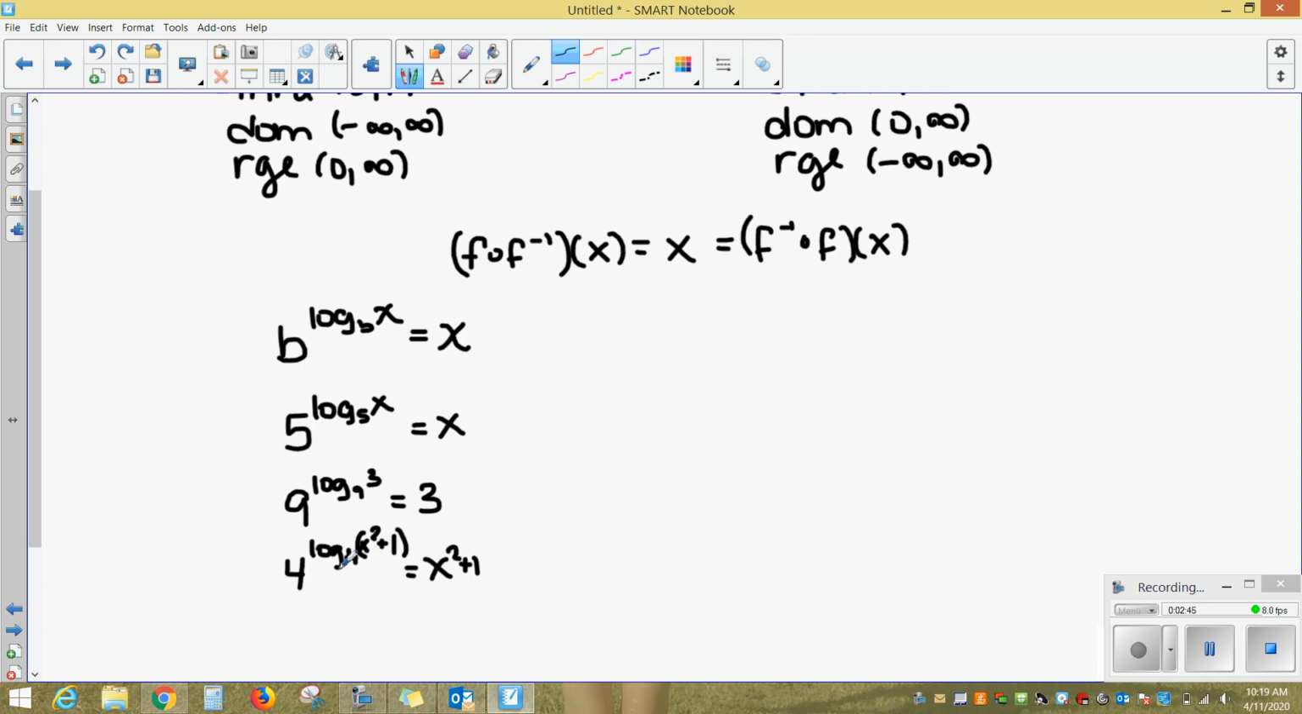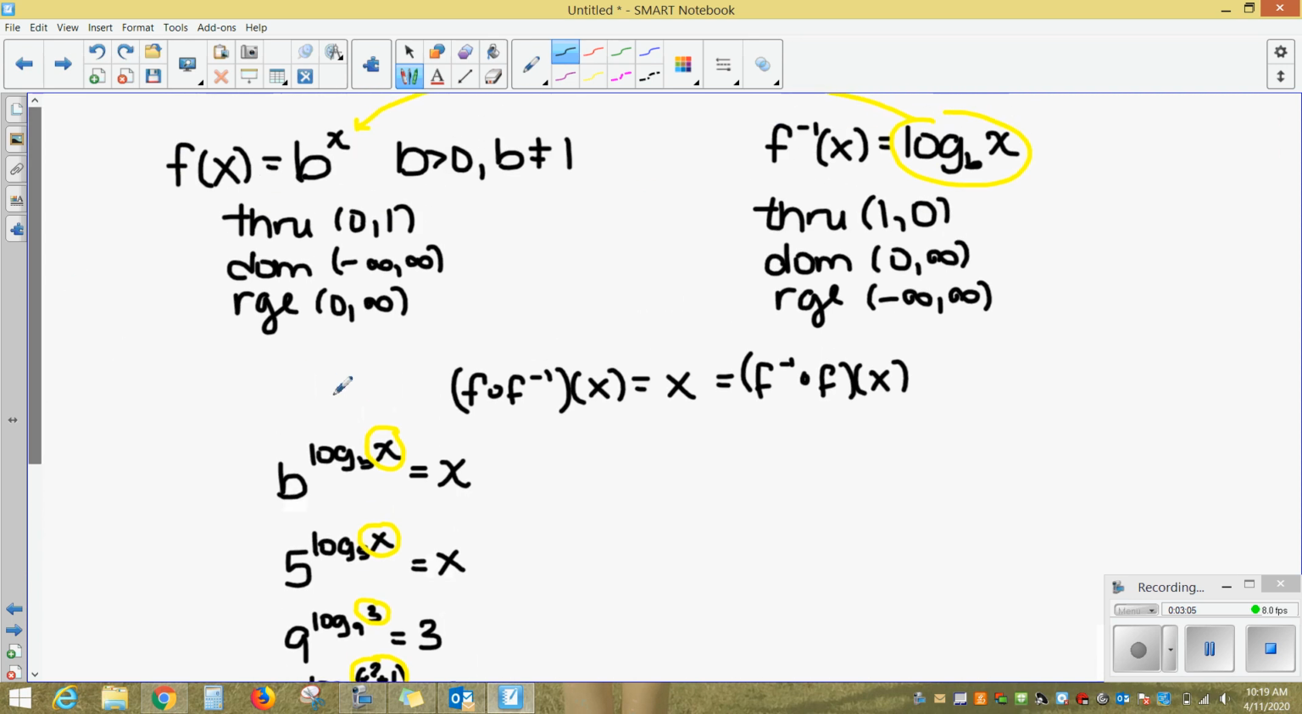If the bases match, then all that's left is this stuff inside. Whether it's a number, whether it's a letter, whether it's an expression, whatever it looks like, that's what we have. The same is true if we take the composition in the reverse order. If we have log base b of, and we plug this function in to here, every place there's an x, then by definition, that's just equal to x.